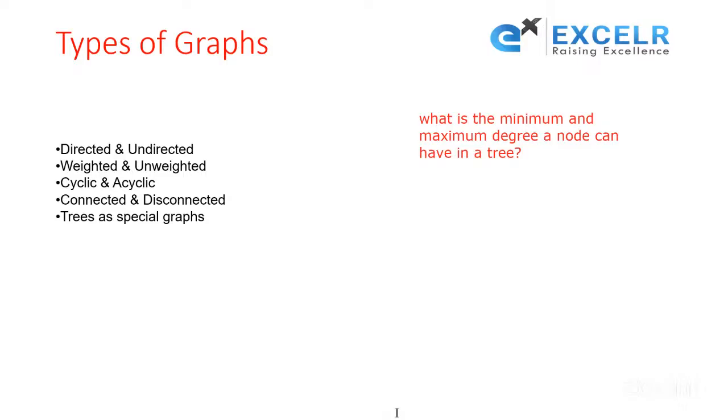Minimum 0, maximum n minus 1. Good. Minimum 0. How is it possible that a tree can have a node with 0 edges? Yes, what about others?